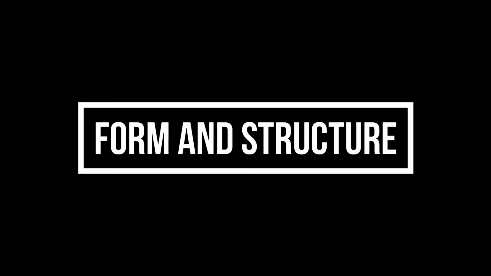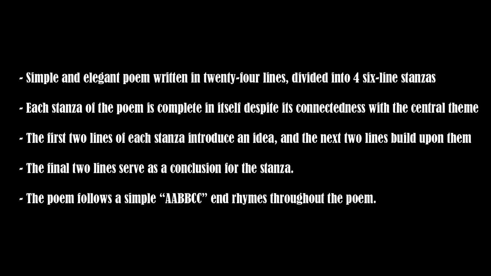The poem is a simple, elegant poem written in 24 lines divided into four 6-line stanzas. Each stanza of the poem is complete in itself despite its connectedness with the central theme. The first two lines of each stanza introduce an idea, and the next two lines build upon them. The final two lines serve as a conclusion for the stanza. The poem follows a simple AABBCC rhyme scheme throughout the poem.